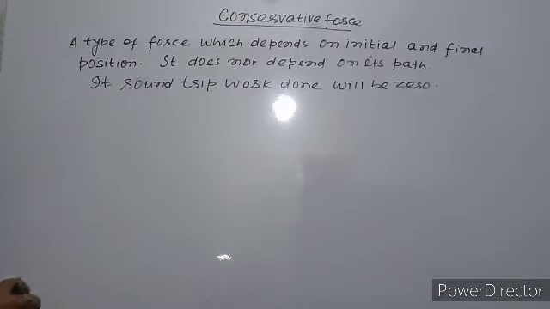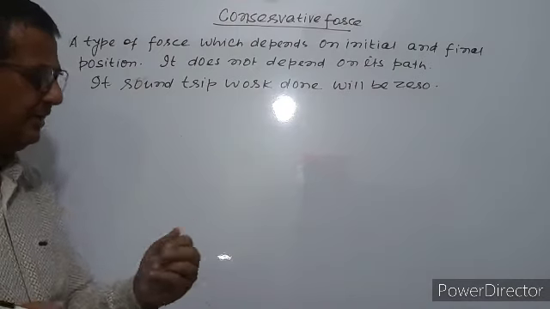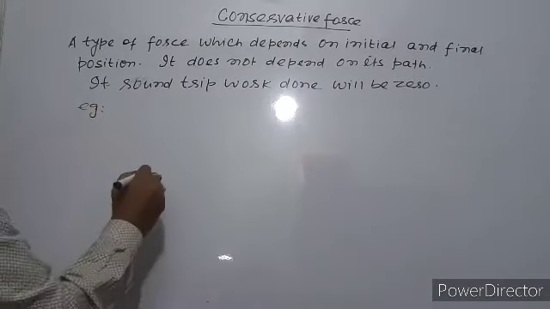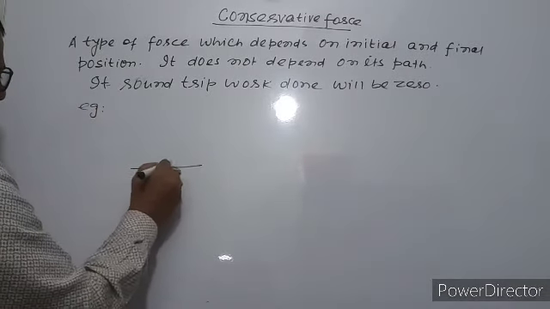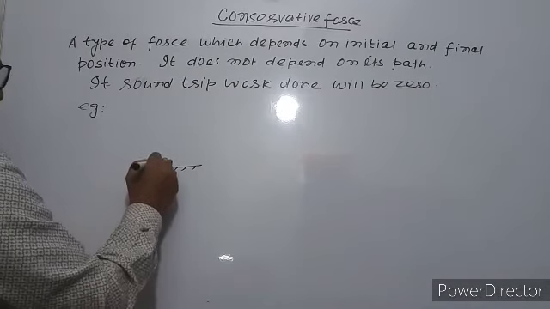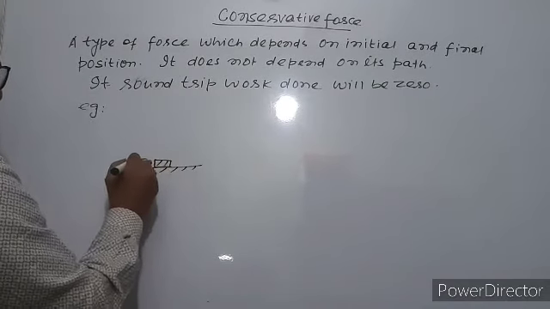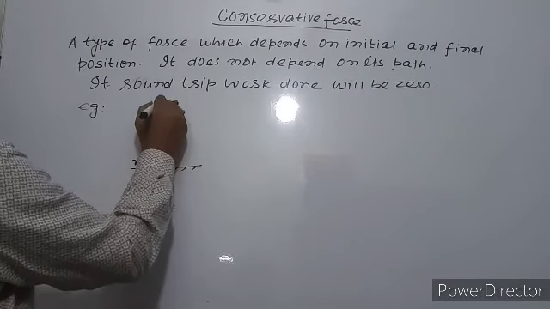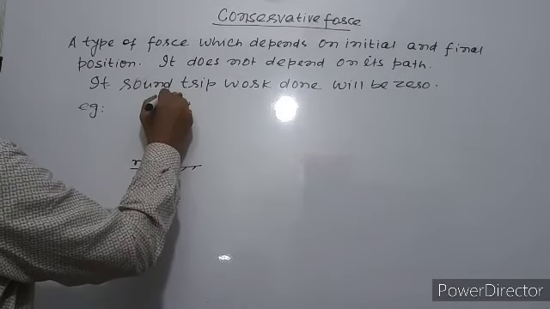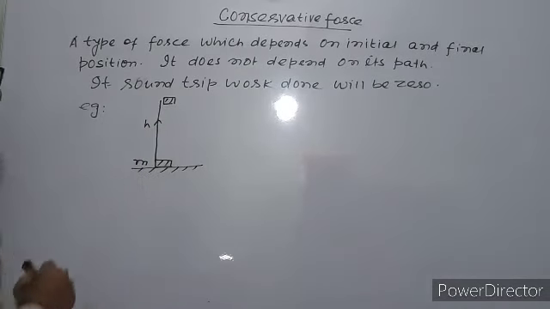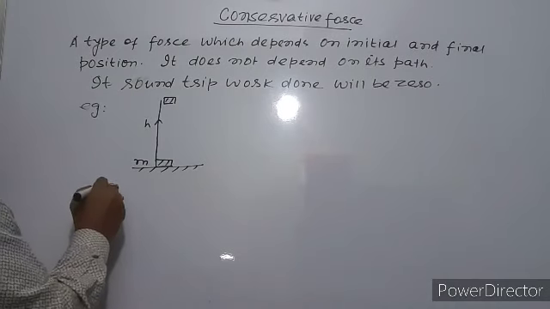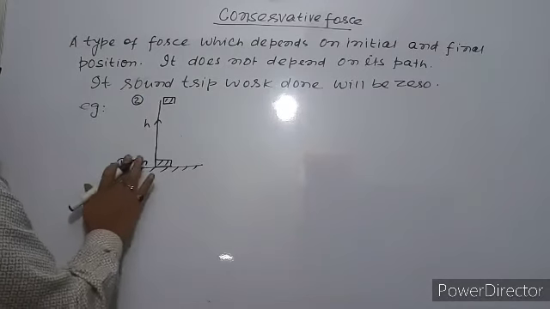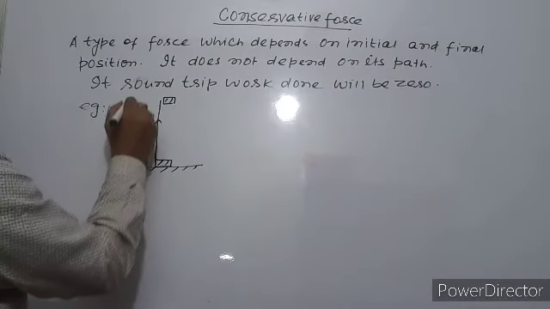What does it mean? We'll see one example. Suppose that it is the Earth's surface. Now one body is kept here. Its mass is m. This body is raised up to height h. Now we want to find work done. This is the first position. This is the second position. Suppose that this is the initial position and this is the final position.